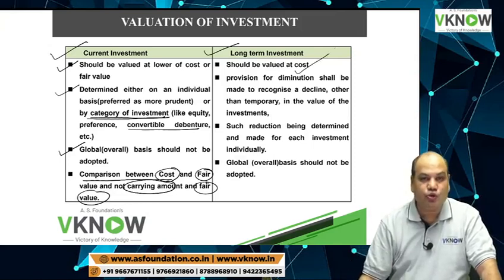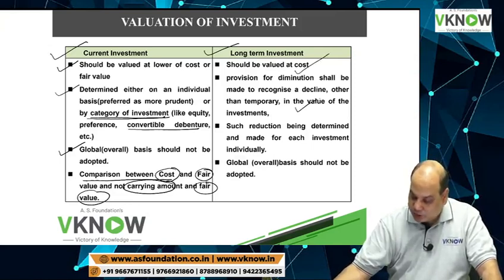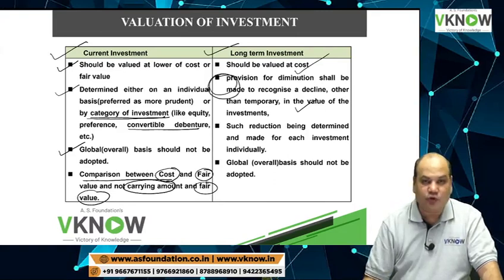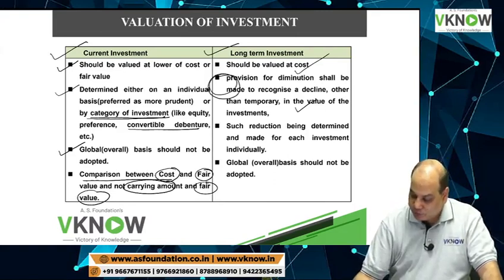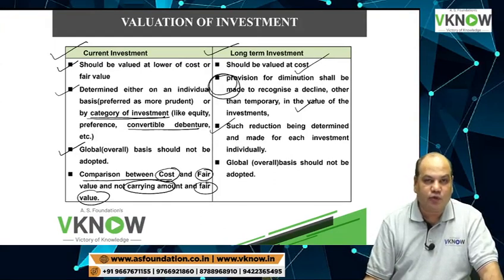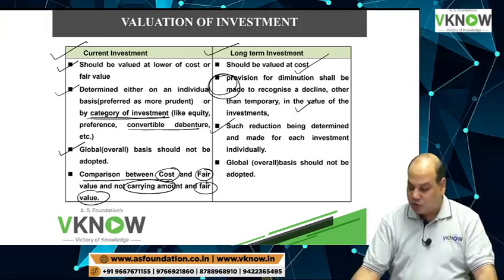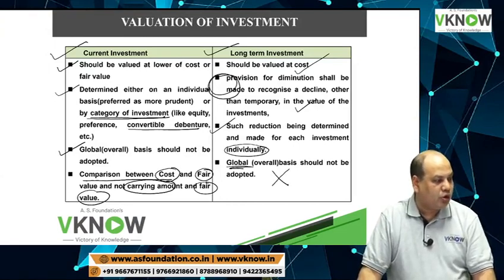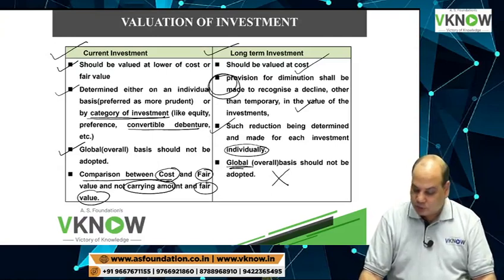Long term investments are usually valued at cost. But if there is a decline in the value other than temporary, then this will be a permanent decline, and then the company will have to make a provision for decrease in value of investment. And again, here also point number 3 and 4 are same. Such reduction should be done on investment by investment basis, on individual basis, and not on overall or global basis. Yes or no?